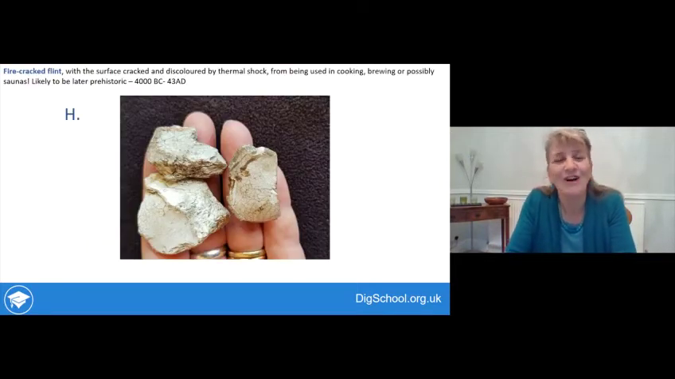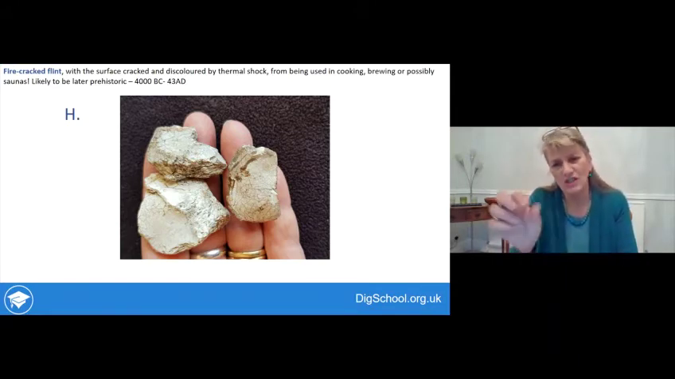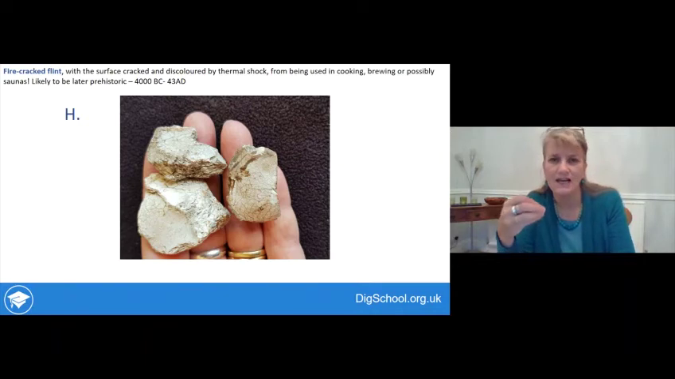The next one is firecracker flint, that was H. Here it's flint again, it's the same stone, but it's been heated up really high, either through being put into very hot water or being put into a fire, or perhaps being put into a fire and then into a liquid. All of this causes thermal shock, which gives you those crazed cracks running across it, and also tends to discolour the flint, making it opaque rather than translucent.